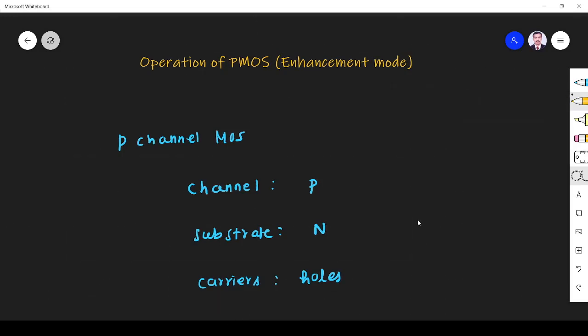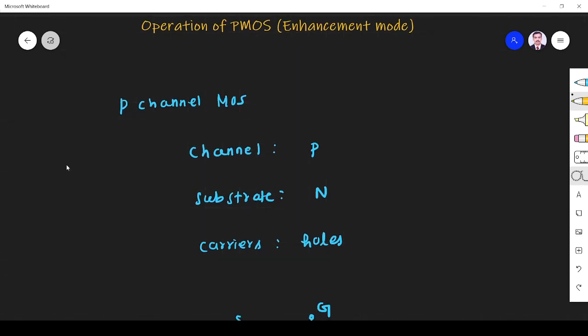Hi friends, in this video let us learn about the operation of PMOS transistor in enhancement mode. Before watching this, kindly refer to the operation of NMOS transistor, because if you know the NMOS transistor, the operation for PMOS is exactly opposite to that. So watch that, then it will be easy for you to follow this video.